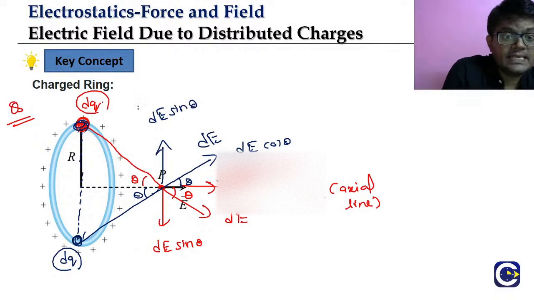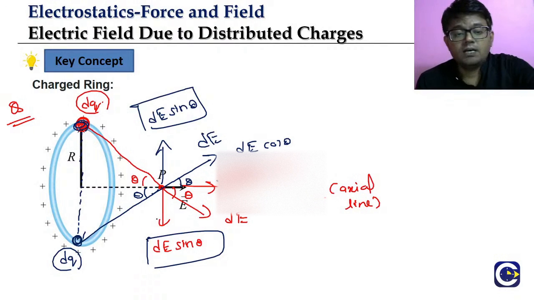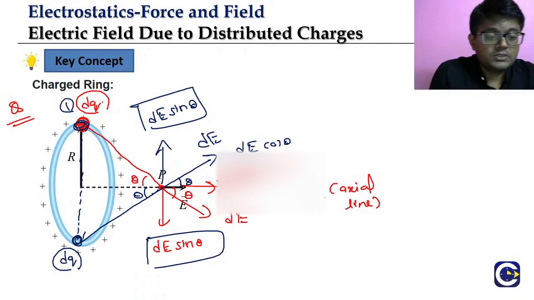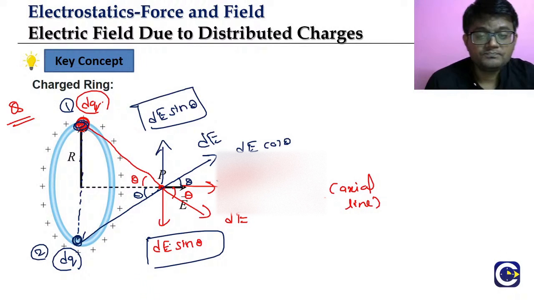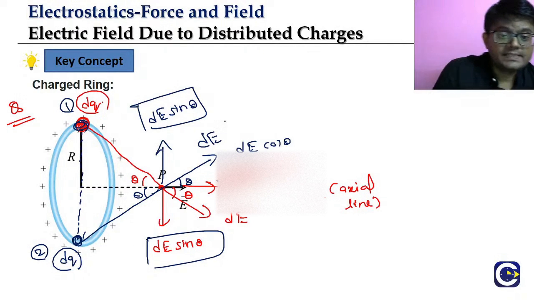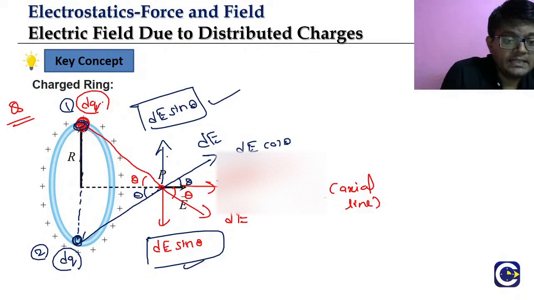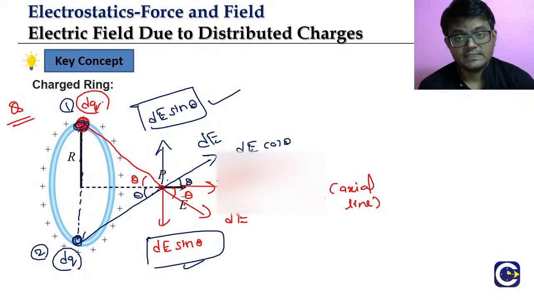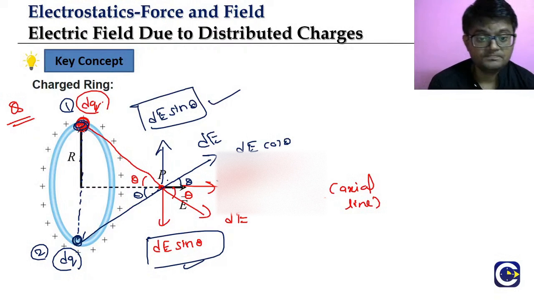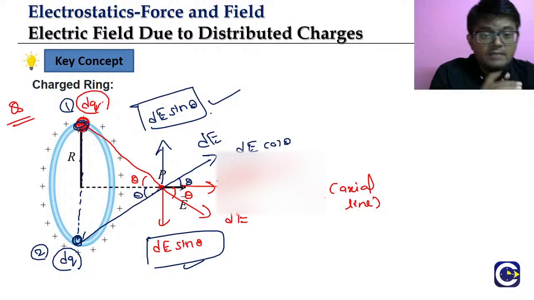So here look at what we observe. The first dq portion you took and the second dq portion, the perpendicular components, look here, dE sin theta and dE sin theta, they are in opposite directions. So what will happen? They both will be cancelling. The perpendicular components, how are they? They are in opposite directions. So the total value of those two will be cancelling.